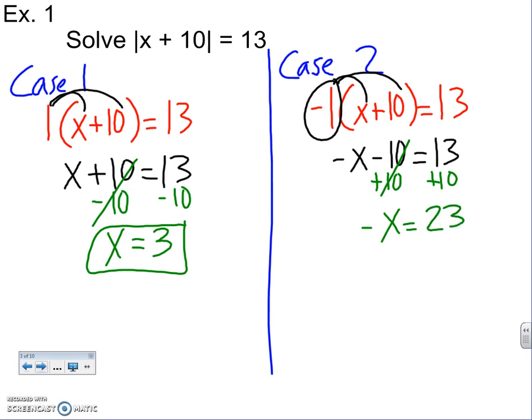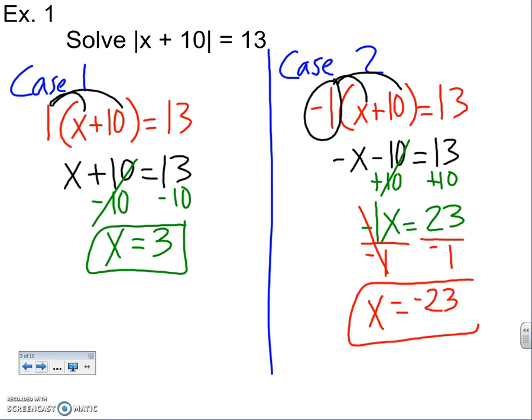Now x is not by itself. That negative sign's there. If you forgot, if there's a negative in front of the letter, that really means there's a negative 1 there. So this is negative 1x. I'm going to divide both sides by negative 1. So this is gone, this is just an x. This other side is negative 23. That's my other answer. So two cases, two answers.